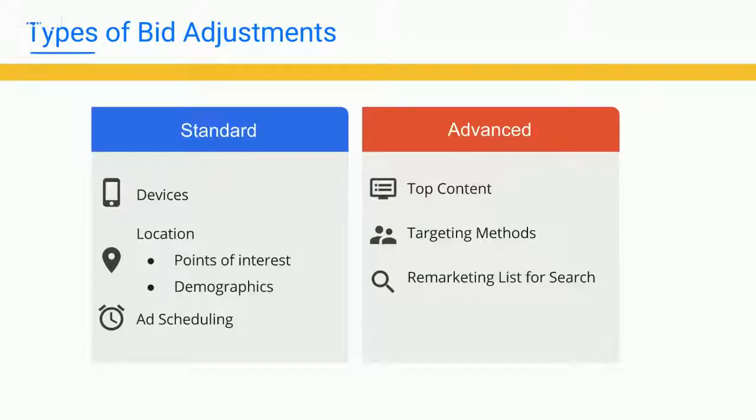Demographics as well, if you want to highlight certain demographics, maybe household incomes, those types of things. Those are more advanced features. We also have ad scheduling here. So it's a similar thought process, but instead of locations, we can do it based on time of day or day of the week when users may be searching for your keywords or looking for your ads.